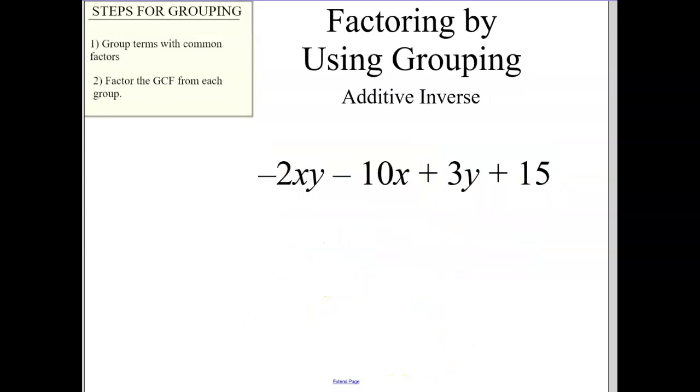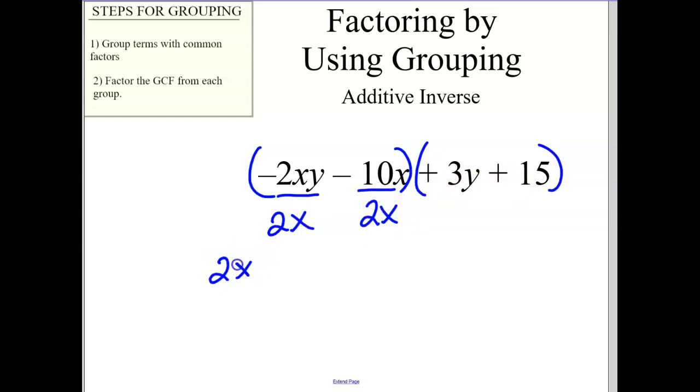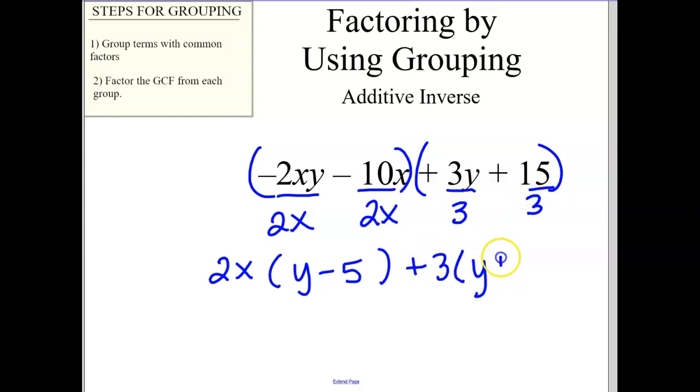All right. How about you try the next one on your own, stop it, see if you can do it, and start it again when you're done. Here we go. I'm going to try grouping the first two and see what I can take out. I can take out a 2 and an x for each of those. So I would get a 2x and then a, let's see, y minus 5. And then over here I can take out a 3. So it would be a positive 3y plus 5.